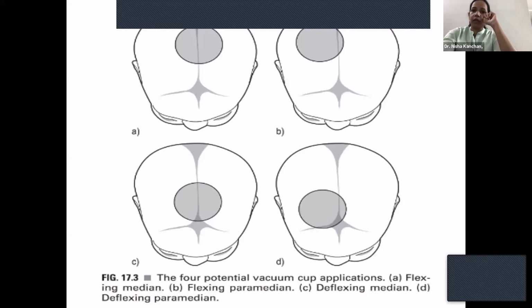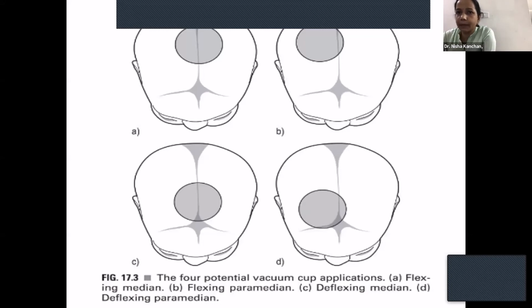Deflexing median: you put it over the sagittal suture, but it's not over the flexion point. So you're going to deflex the head when you pull this vacuum, in picture C. D is the worst application you can do. You are very far from the flexion point, you're closer to the anterior fontanelle, and you're also quite far from the sagittal suture. So you're going to cause asynclitism and deflexion, and your baby is not going to deliver. When you do a deflexing paramedian application, your cup is going to pop off and your vacuum is going to fail. So always try to get the sagittal suture in the middle of the vacuum and put your vacuum as close to the posterior fontanelle as possible.